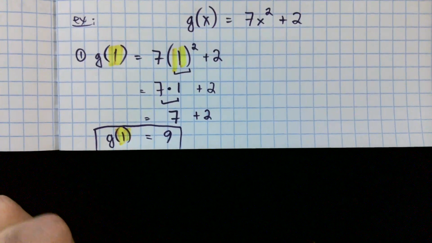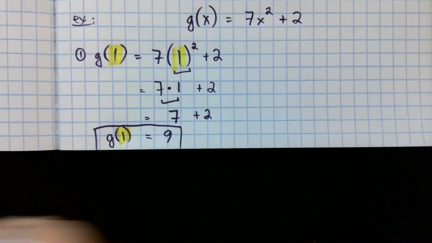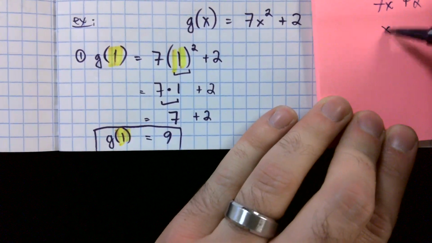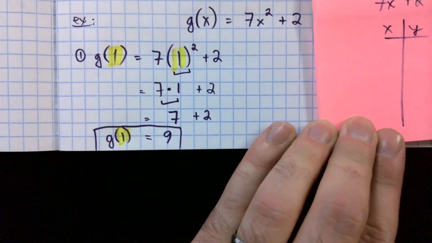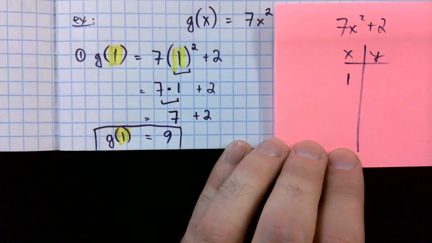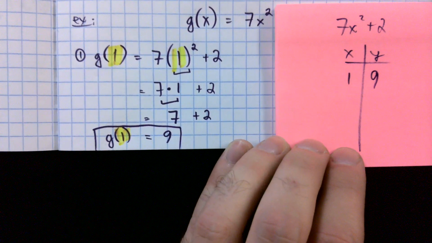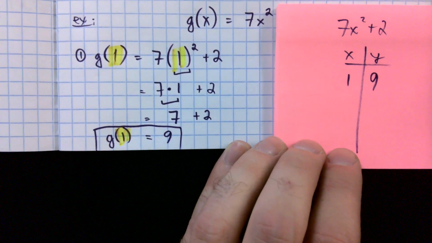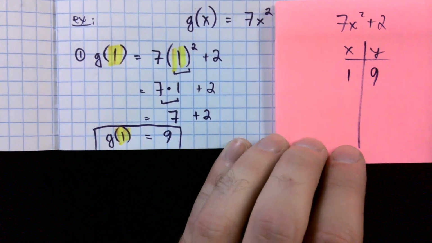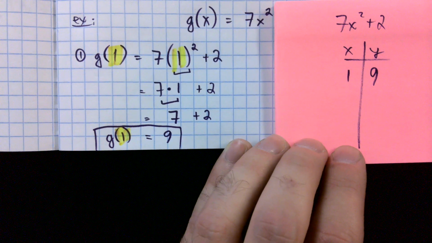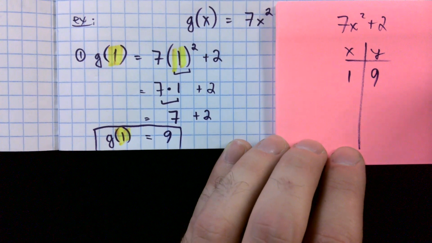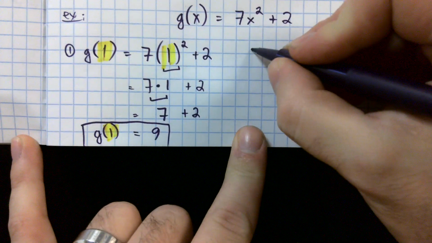So for this function, 7x squared plus 2, if I was going to make a table of inputs and outputs, an input of 1 gives me an output of what? 9. What did we just find? 9. We're just doing inputs and outputs. It's the same thing, right? Then I could plot 1, 9 on a graph, and we could see how that looks. Is that making a little more sense?